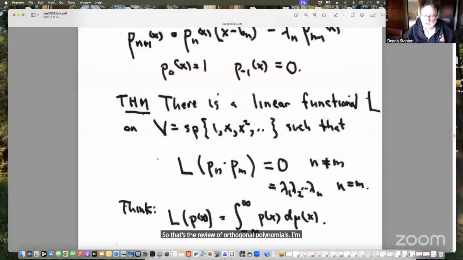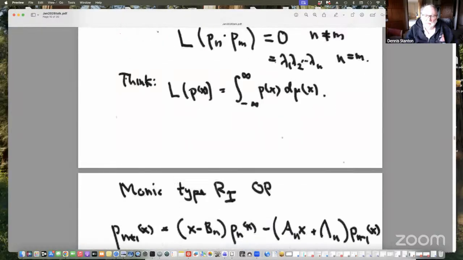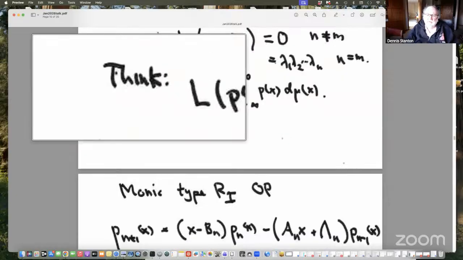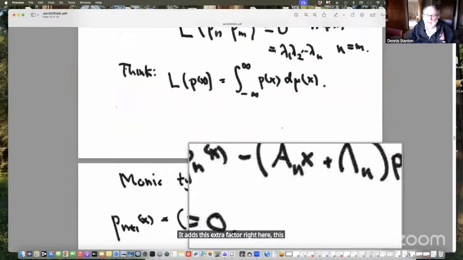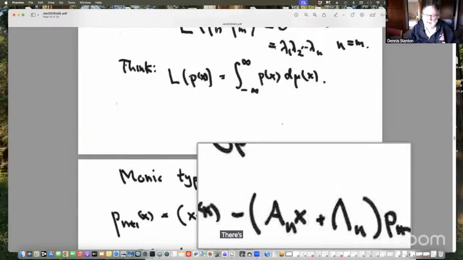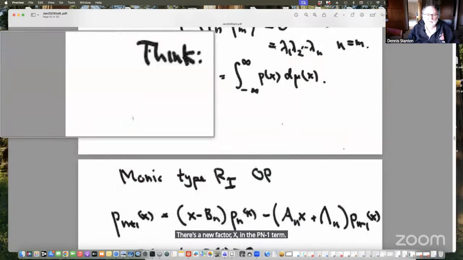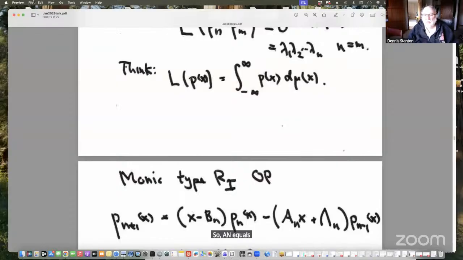So I'm going to write down the same stuff for type R1. What does a monic type R1 thing do? It adds this extra factor right here, this a_n of x right there. There's a new factor, x, in the P_{n-1} term. So a_n equals 0 would be the normal orthogonal polynomial. We're going to assume a_n is not 0.